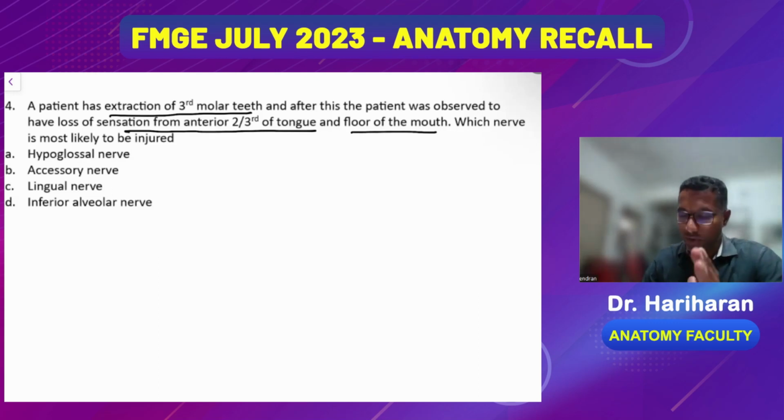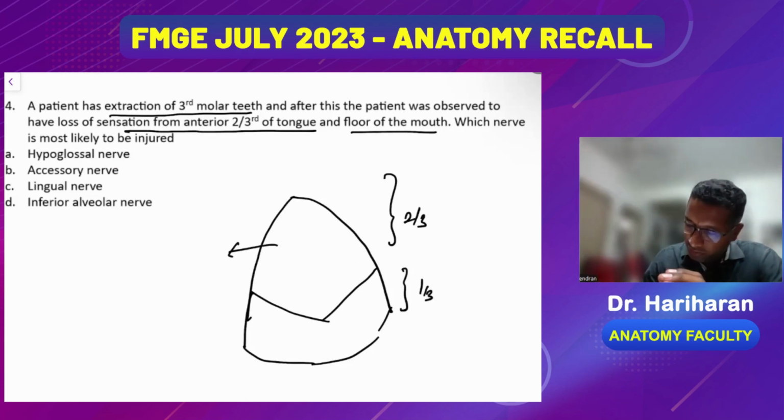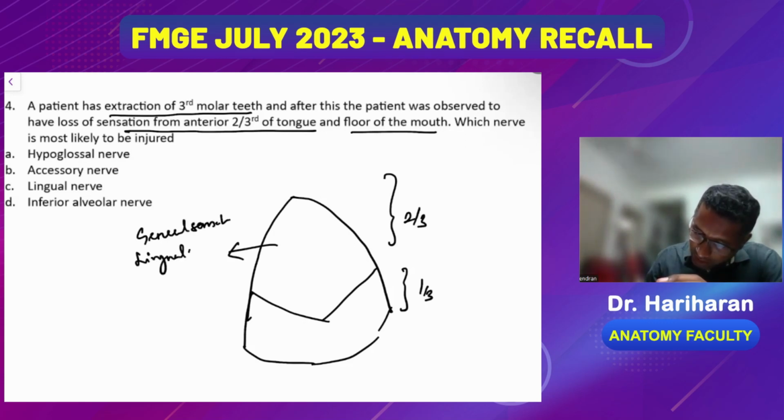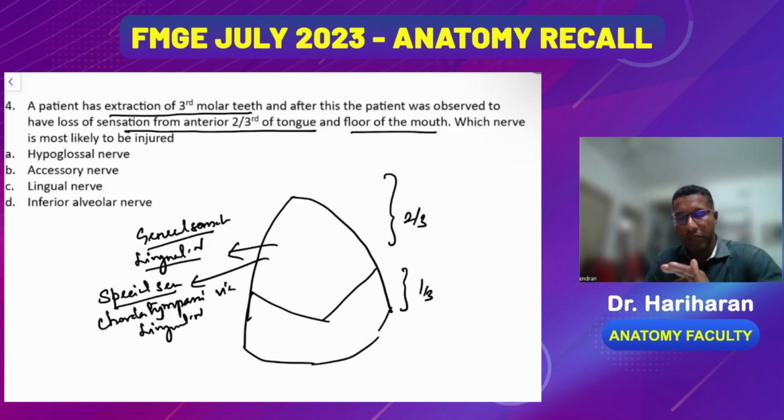If you want to put it straightforward, let us consider this is the tongue. The tongue is divided into anterior two-thirds and posterior one-third. For the anterior two-thirds of the tongue, the general sensation is by the lingual nerve, and the special sensation is by the chorda tympani nerve. And how does the chorda tympani nerve reach the tongue? It reaches via the lingual nerve. So for the anterior two-thirds of the tongue, both the general sensation and the special sensation are through the lingual nerve, the special sensation through the fibers of chorda tympani via the lingual nerve.